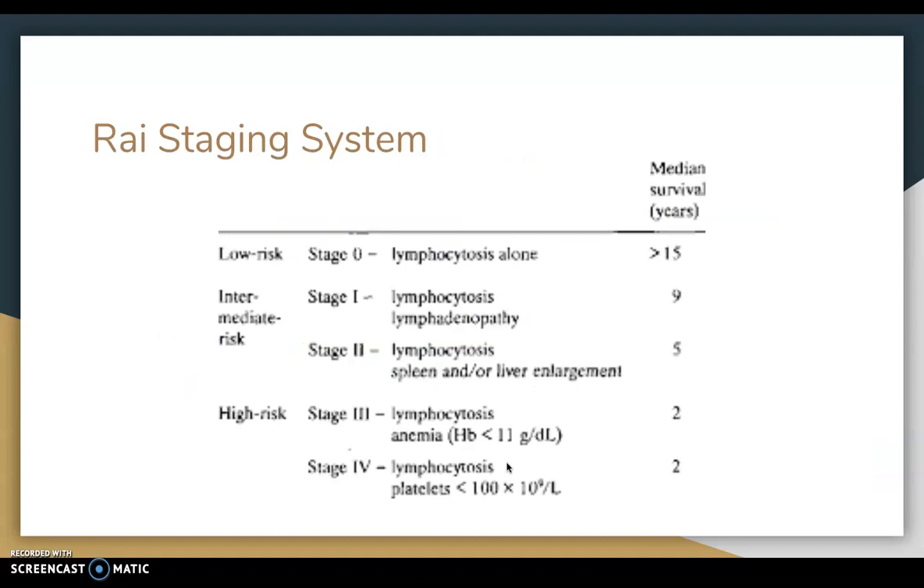And this is the Rai staging system used for CLL, and it employs only a CBC and a physical exam to determine the clinical state of the CLL. So currently, as I listed on the last slide, Pat is in stage 0, where she has circulating lymphocytosis, but she does not have any other symptoms such as an enlarged lymph node or spleen. But you can see in this chart that later stages have increased symptoms and with that lessened survival years, especially when you get to those stages of 4 and 5 where there's a higher risk diagnosis.